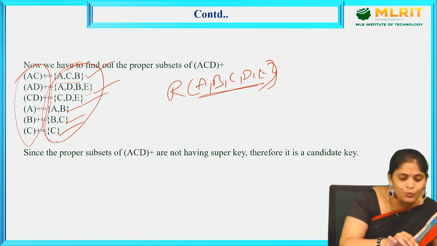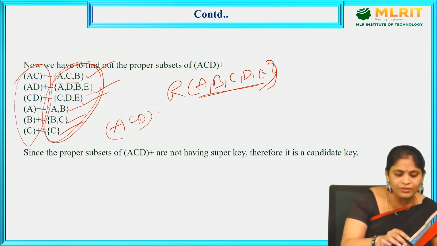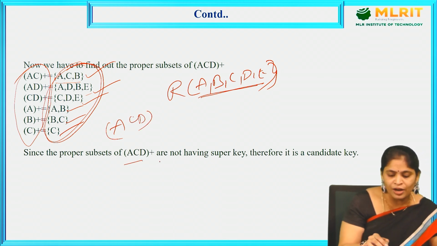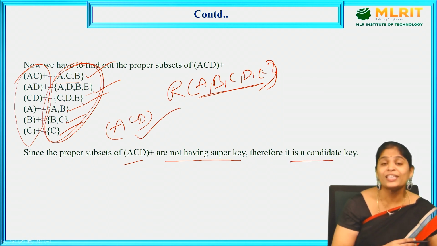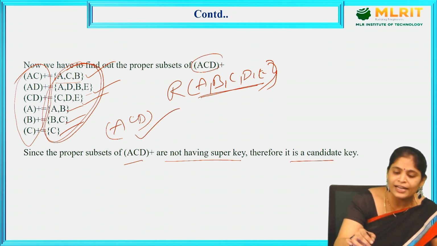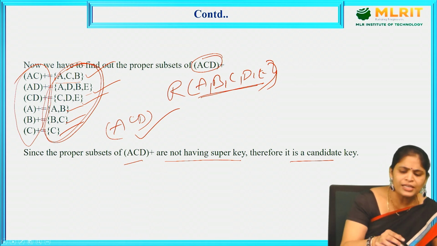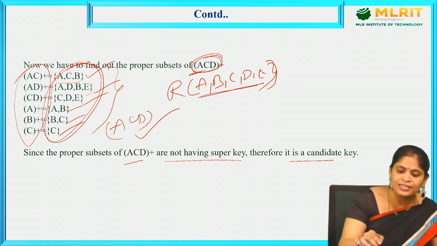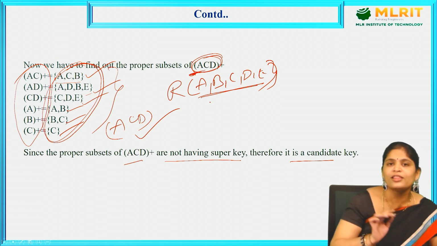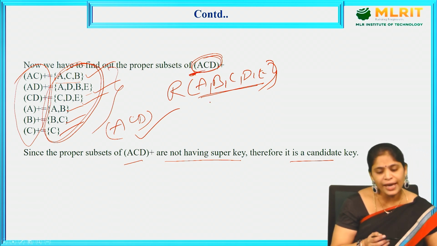So, that is what here we can say that now ACD, the subsets are not having a super key. Therefore, it is a candidate key. We can say that it is a candidate key. Why? Because here the proper subsets of this super key don't contain all the attributes. So, it can be a candidate key.